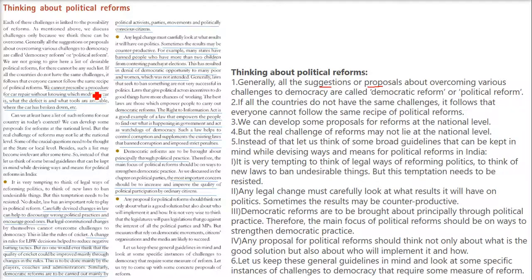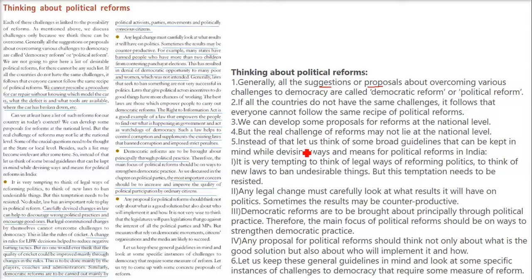We cannot prescribe one procedure for car repair. If a car is broken, then to repair it we need to know the model of the car. That is, we need to know the type of country. Then only can the tools to fix the broken car be used, right? So we need to understand the scenario of the country, then only can we work for it. Then we can develop some proposals at the national level for reforms, but the real challenge may not lie at the national level.